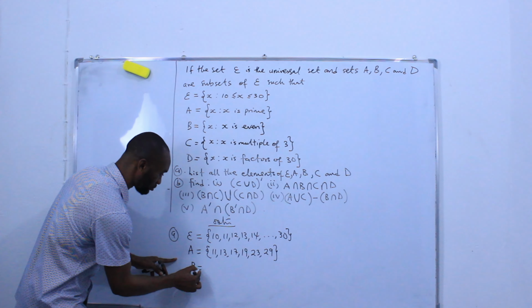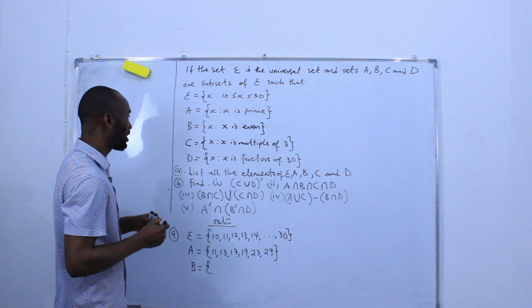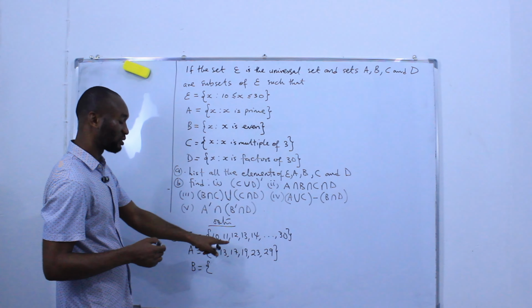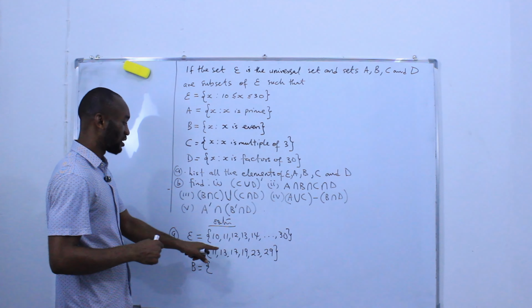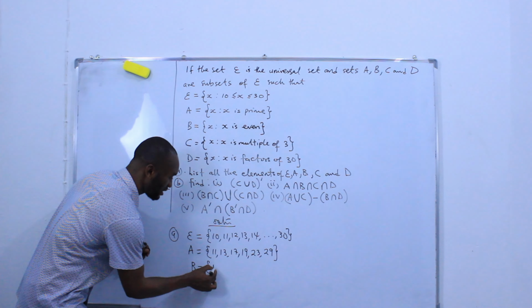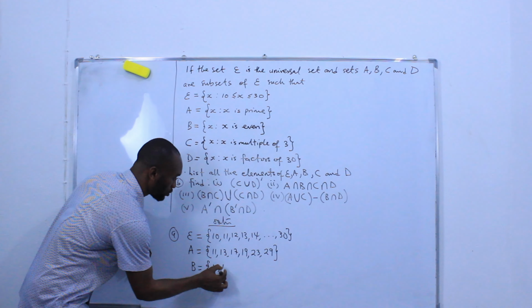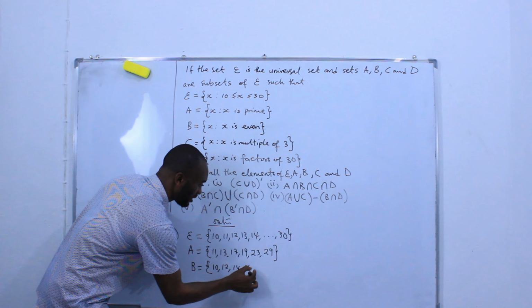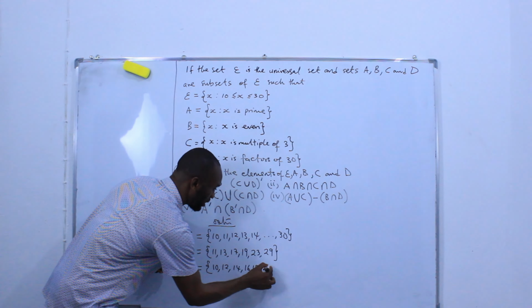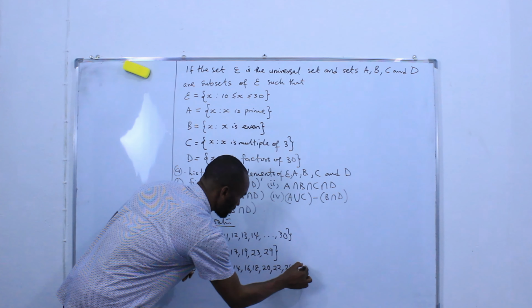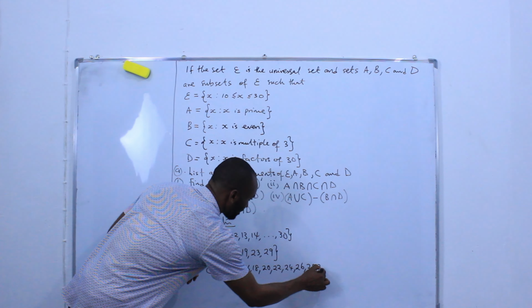B are those integers that are even numbers from the universal set. The even numbers from the universal set are 10, 12, 14, 16, 18, 20, 22, 24, 26, 28, and 30.